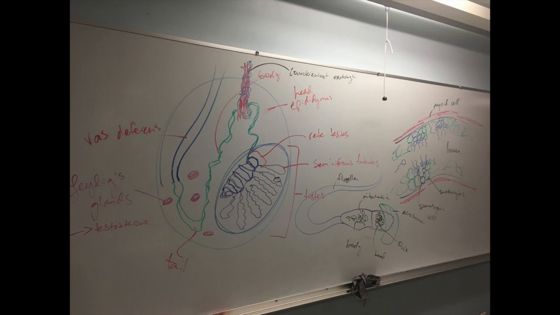The epididymis has a couple of different parts. This part up here is called the head of the epididymis. This part right here is the body of the epididymis. And down here, this is the tail.